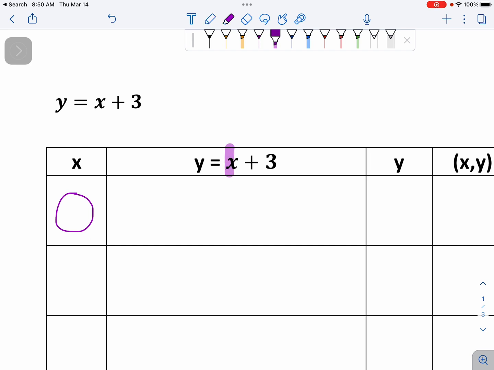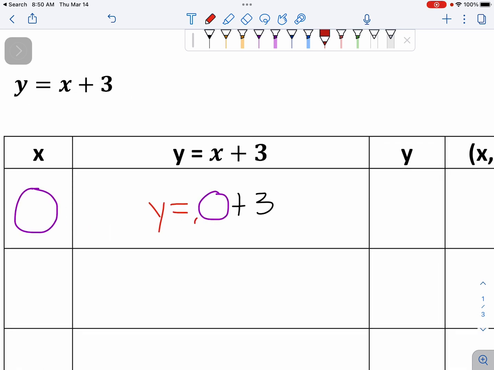So where this x is in my equation, I'm going to put a 0 right there. And then I'm going to keep the constants, the plus and the 3. I'm going to rewrite them. You cannot change the order. Y is going to equal the answer to this problem, 0 plus 3. Well, that's really easy. 0 plus 3 is 3.